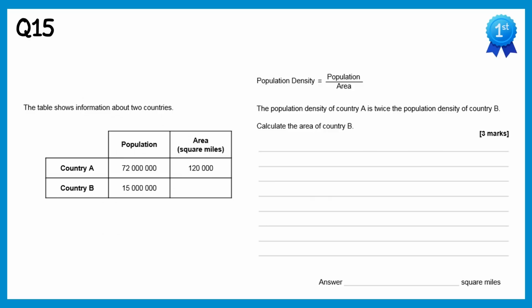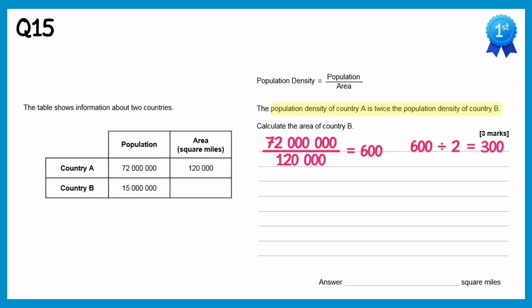In this question, we're told the population density of country A is twice that of country B. So we'll work out the population density of country A first. Using the formula, that's 72 million divided by 120,000, which comes out as 600. Since this is twice as much as the density of B, we'll half it. So 600 divided by 2 gives you 300. So that's the population density for country B.